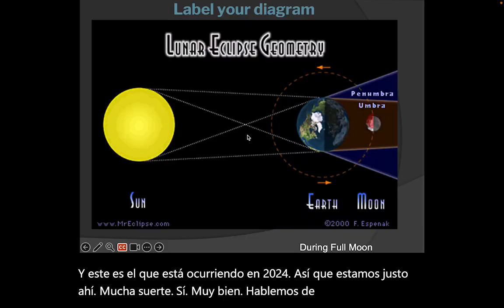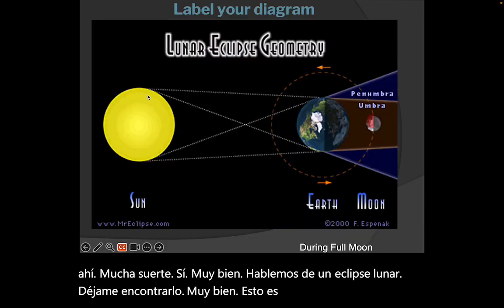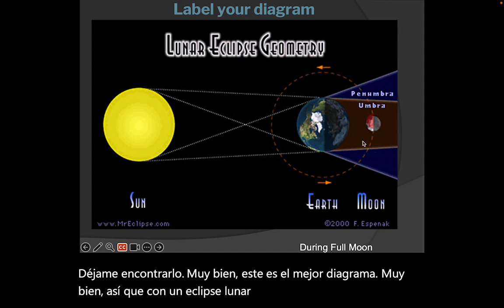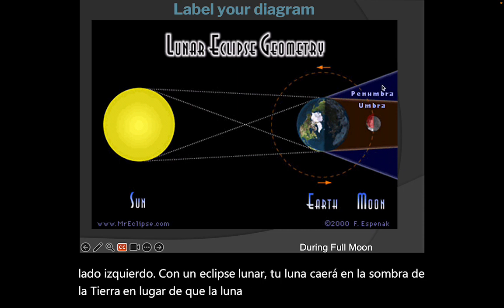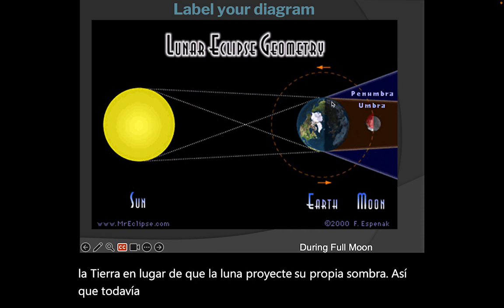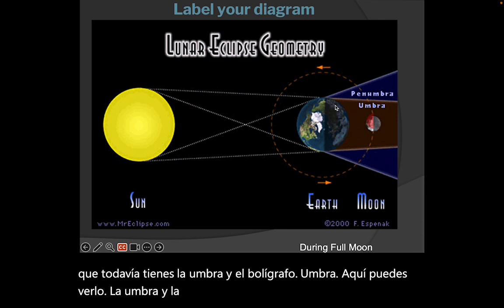All right, so let's talk about a lunar eclipse. This is the best diagram. With a lunar eclipse, again, your sun is over here on the left side. Your moon is going to fall in the Earth's shadow instead of the moon casting its own shadow. So you still have the umbra and the penumbra here. You can see that the umbra and the penumbra basically cover all of the nighttime side of Earth.